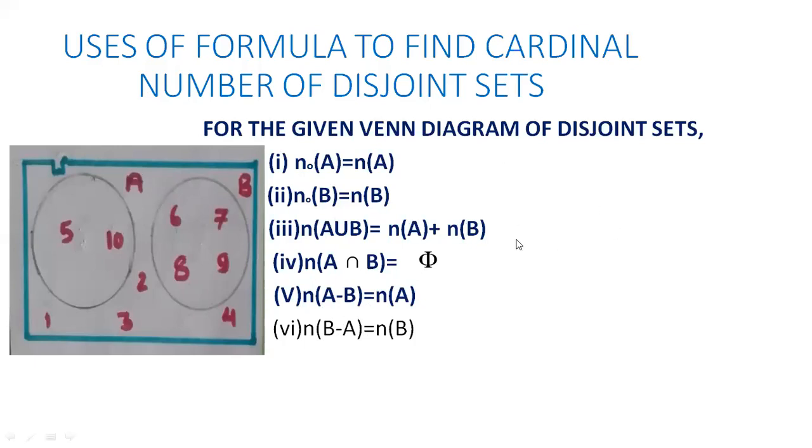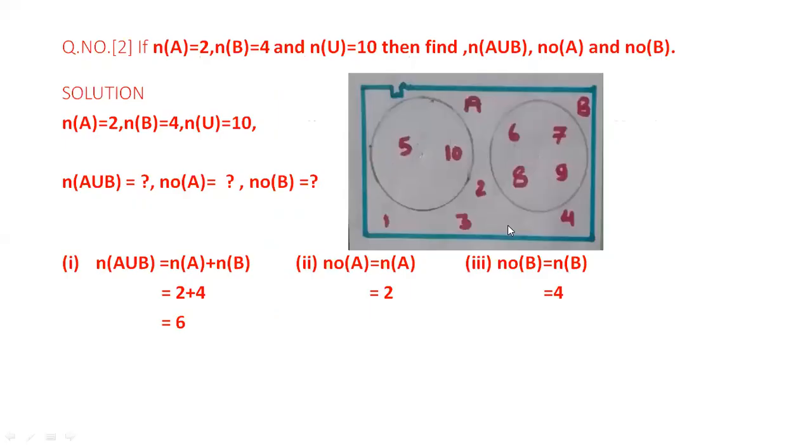Now I am proceeding to the next one, for the disjoint sets. Look here. Set A, how many elements are there? 2. Set B, cardinal number of set B? 4. Cardinal number of the universal set U, altogether how many elements? 10 elements. A union B, only A, and only B are asked to find. Look here, I have shown it.